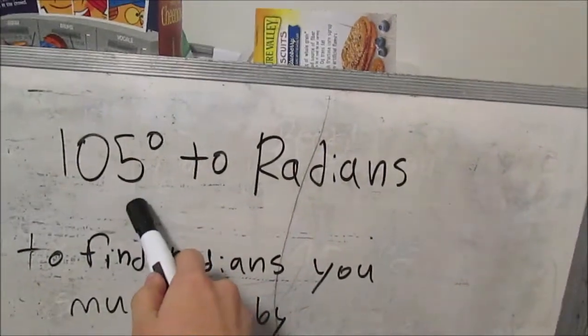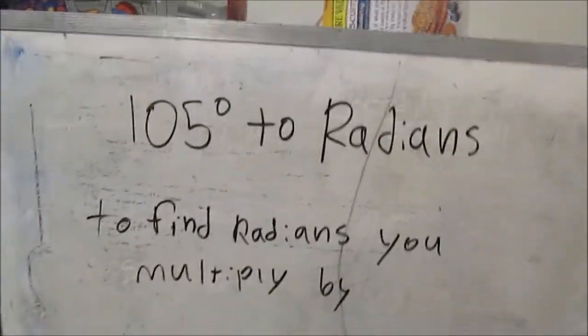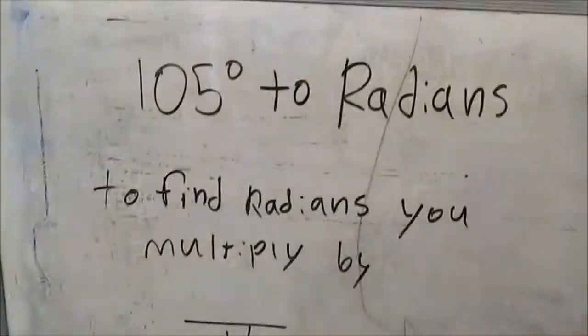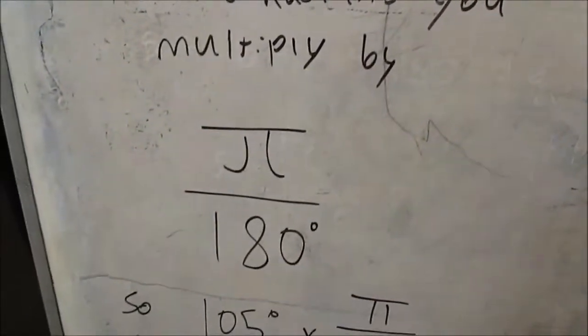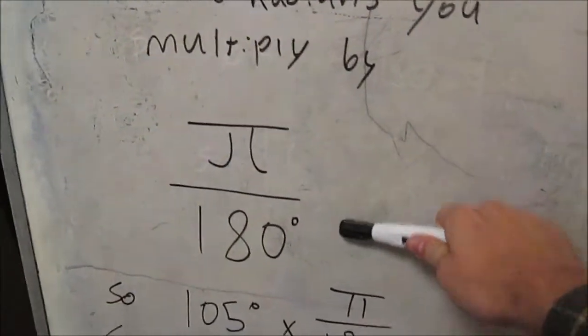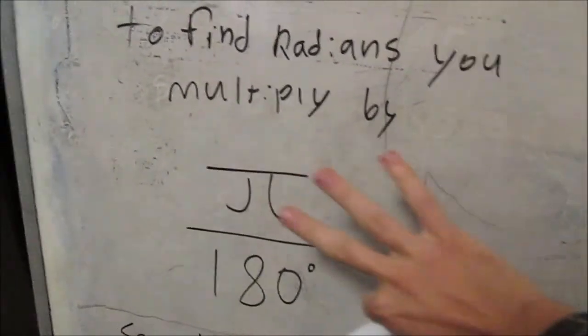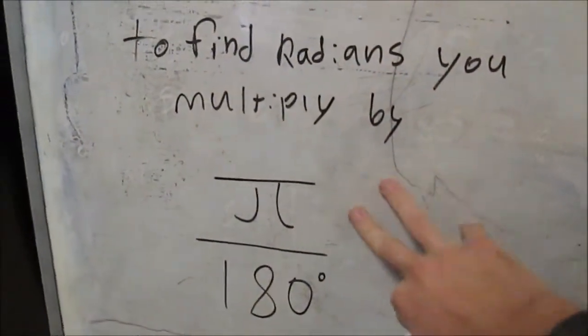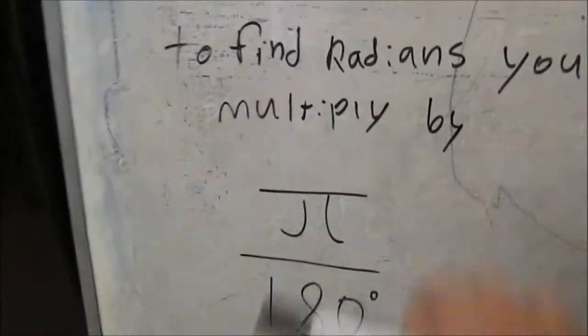Okay, next up we're converting degrees to radians. So we're given a problem that says convert 105 degrees to radians. Well, in order to find radians, you can multiply by a very simple metric, and this is pi over 180. This is very important. Remember this. Multiply any degree number by pi over 180, and that will tell you its measure in radians.